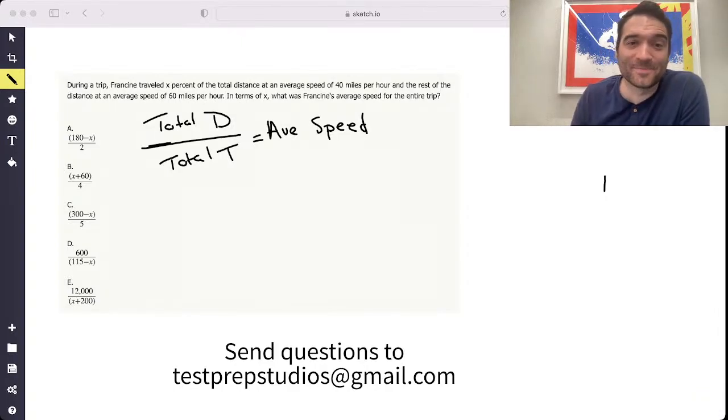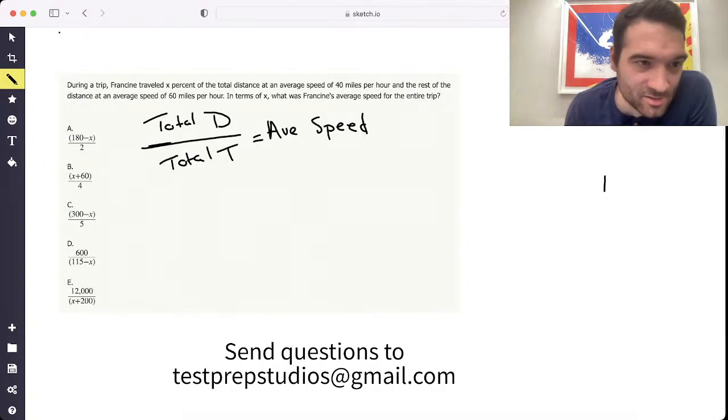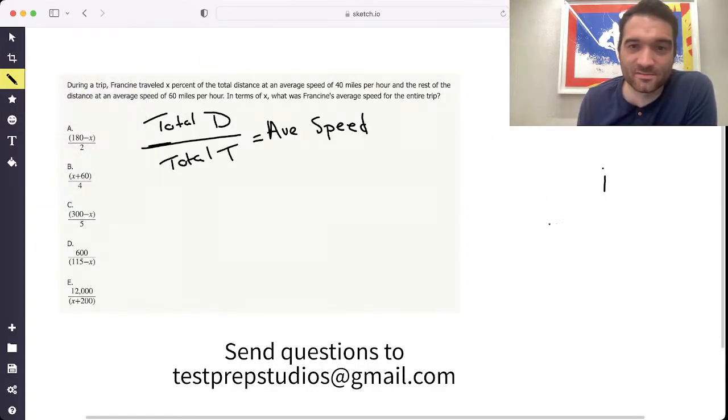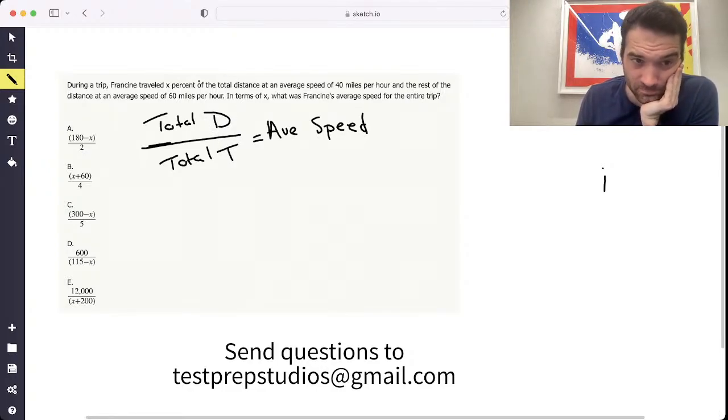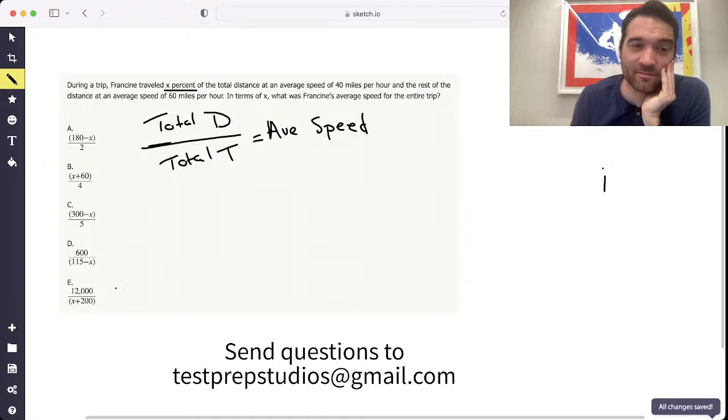Now, in this case, we don't actually have a distance, right? And so we kind of scratch our heads and say, well, what am I supposed to do then? Here's the good news. We're dealing with an undefined distance, and a variable percent. And the answer options have variable percents.